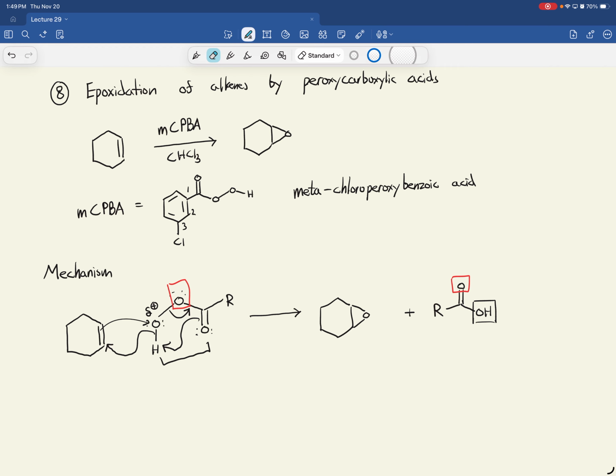So, the alkene is attacking this oxygen. You would think the more substituted the alkene, the more electron rich, right? So would you think that would be a faster reaction if we had a more electron rich alkene? All right, let's talk about that. So, let's talk about relative rates of epoxidation.